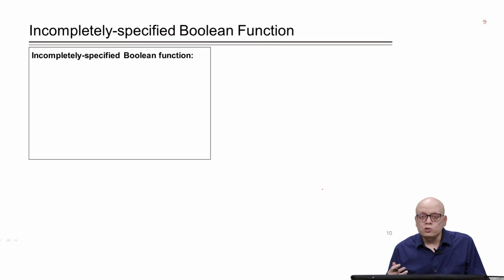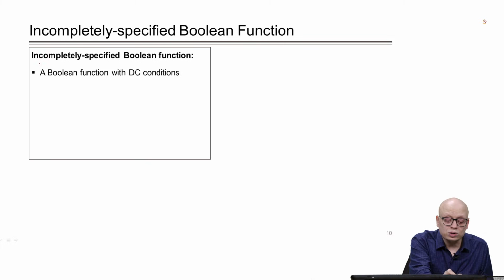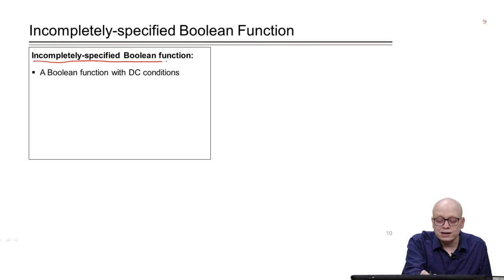Now, there can be a Boolean function which contains do not care. If a Boolean function has do not care conditions, then that Boolean function is known as an incompletely specified Boolean function.